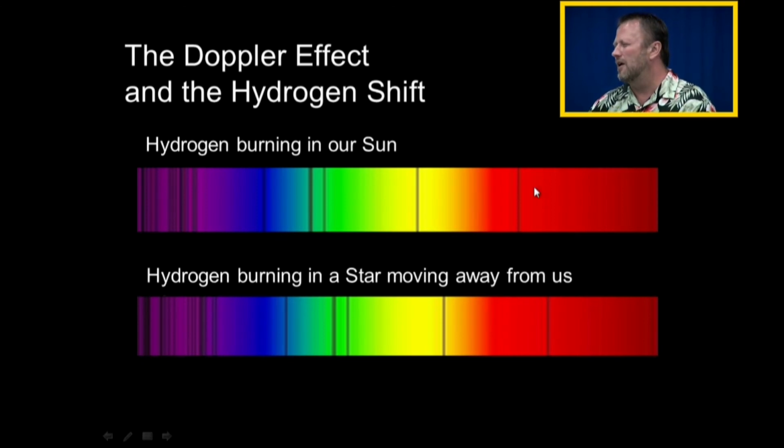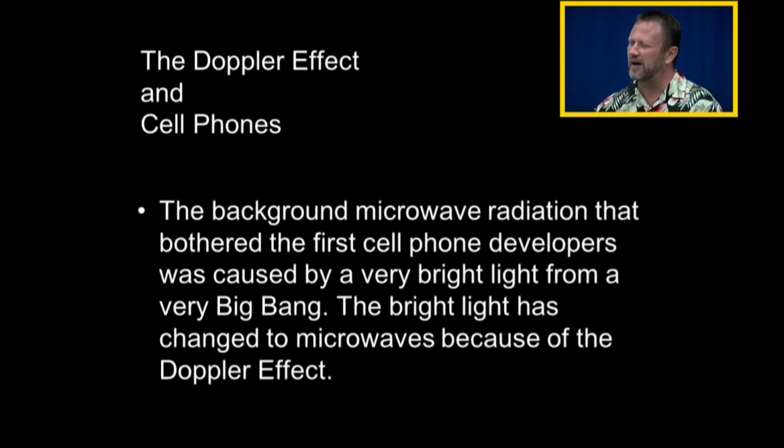So this is the frequency of hydrogen burning in our sun. This is what the signature of hydrogen fusion looks like on our sun. And for those of you who can see this, we can see that the patterns are nearly exactly the same, but they've been shifted in the red direction. This is because of the Doppler effect.